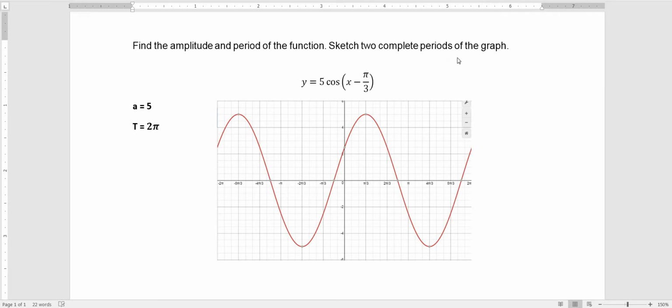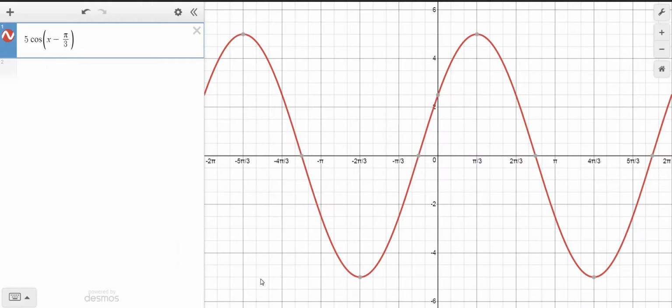Now they also ask us to sketch 2 complete periods. Don't stress about that, okay? It's not that big a deal. I just went right to Desmos.com and I graphed this. That's what I'd like you to do. So go to Desmos, let me open it up. So just type it in.